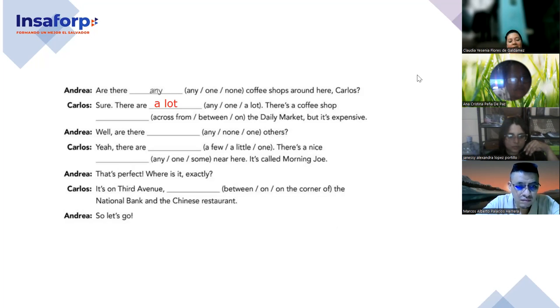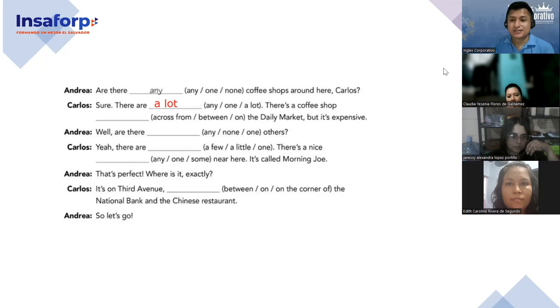Sometimes, like in Santa Tecla, right? Sometimes they put some things and they sell stuff. So daily is every day, right? So daily market. So which one do you think is correct, across from or between? But it's expensive. Oh, between. When do we use between? Across from. Oh, exactly. It's going to be across from. Yes. Okay. So it's going to be across from.